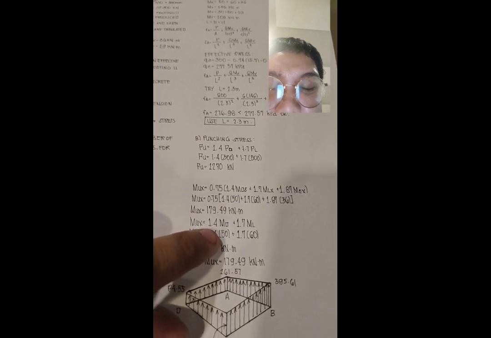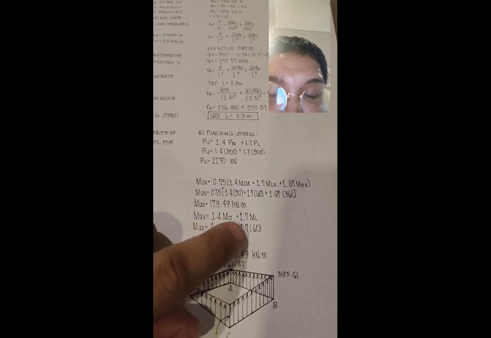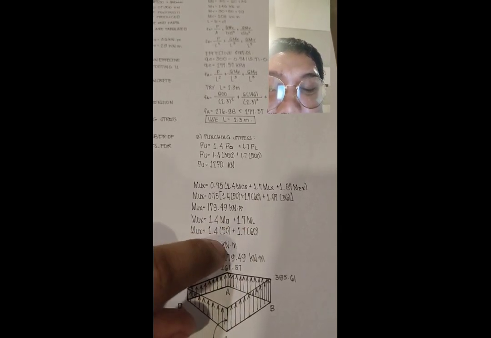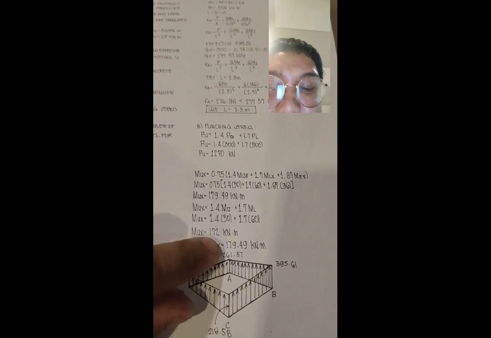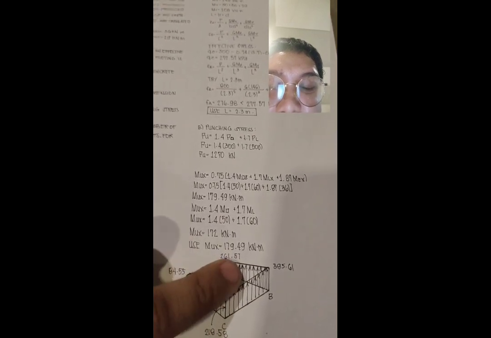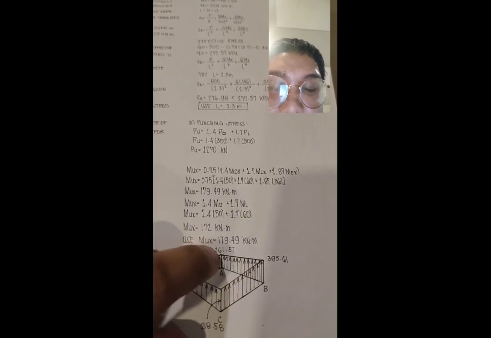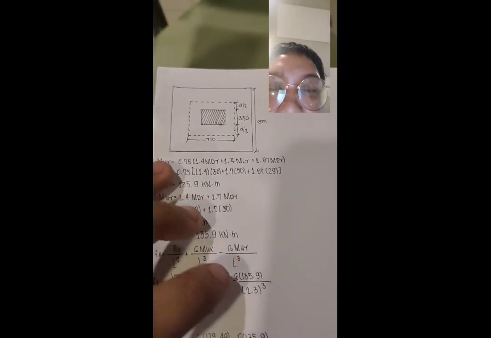We're getting here again the formula MUX, 1.4 times MD, which is the dead load, plus 1.7 times ML. Get here the 1.4 times 50 plus 1.7 times 60. So MUX is equal to 172 kN meter. Use MX 179.49 kN meter. So ito yung figure niya, makikita natin ganyan siya. So moving on to the next page, we have here yung figure.